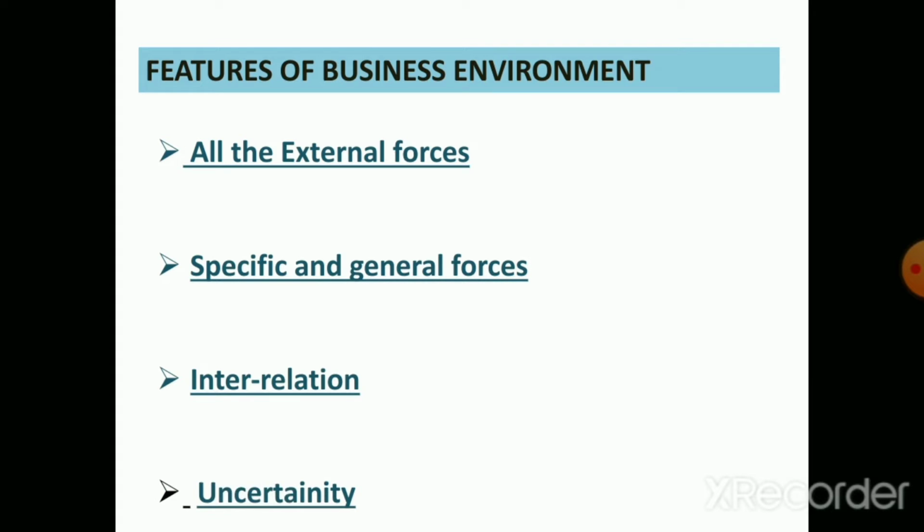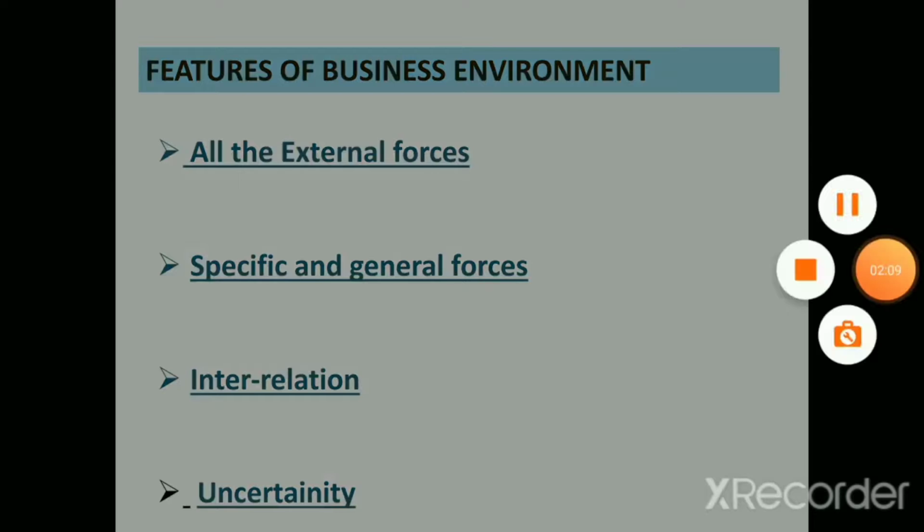Next is uncertainty. As we know, it is very difficult to predict the changes in the business environment because the business environment keeps on changing very fast. For example, in the fashion industry, fast and frequent changes take place. In IT also, technological changes take place very fast. So it is difficult to predict business environment changes. That is why business environment is uncertain.